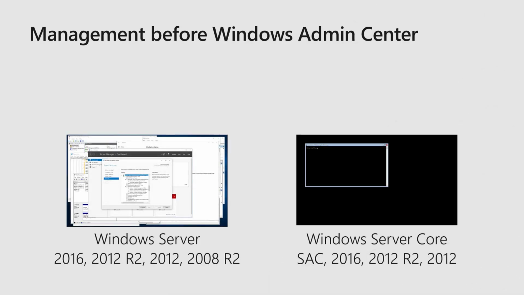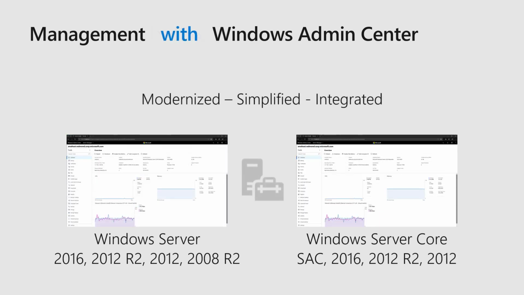When we look at the management before Windows Admin Center, we had Windows Server with graphical user interface on the left-hand side: Windows Server 2016, 2012 R2, 2012, 2008 R2. On the right-hand side, we can see Windows Server 2016, 2012 R2, 2012 in a Server Core installation. Server Core was introduced in Windows Server 2008, so we only show here till Windows Server 2012 because this is the latest Server Core version that can be managed with Windows Admin Center. Because the interesting thing is, when we use Windows Admin Center, the management looks the same. We have the same web-based graphical user interface to manage the servers with graphical user interface and to manage the Server Core.